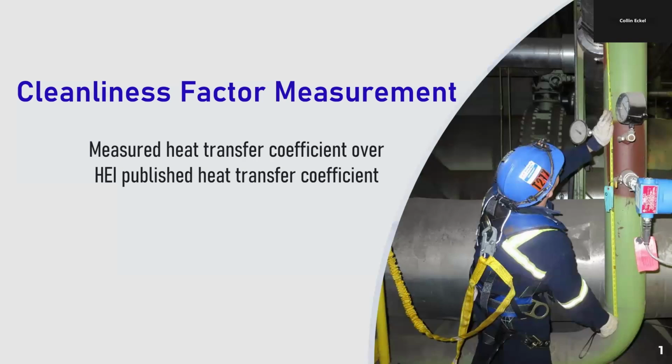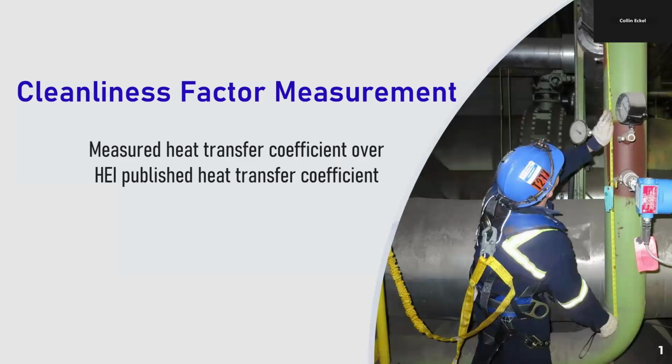I'm going to be discussing the condenser cleanliness factor and the types of instruments that are needed to make this calculation. The cleanliness factor is the ratio of the actual heat transfer coefficient to the expected heat transfer coefficient per the HEI published value. We will be focusing on these measurements and the recommended practices per ASME Performance Test Code for Steam Surface Condensers 12.2.